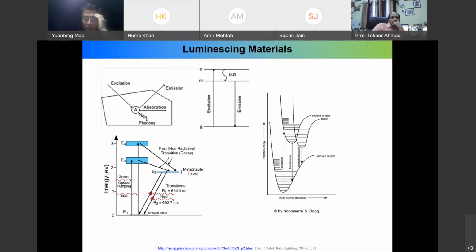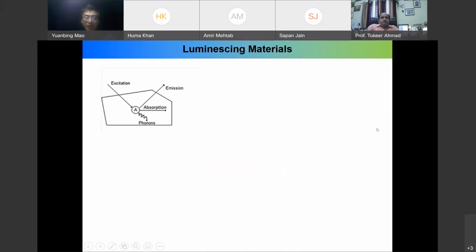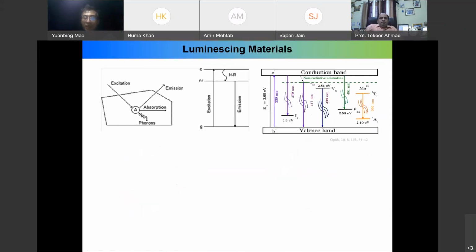This is related to the Stokes shift. If we want to avoid too many photons being generated as heat, then we hope these two levels are as close as possible. So I'm showing here that's a Stokes shift: absorption and then emission, and that gives that.